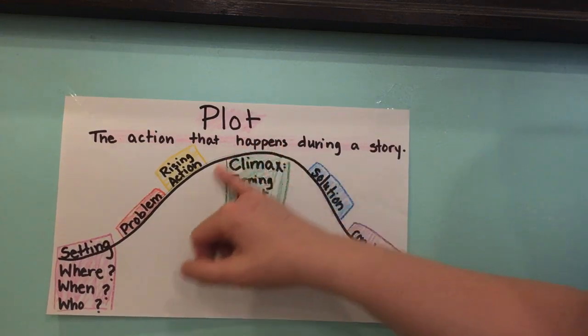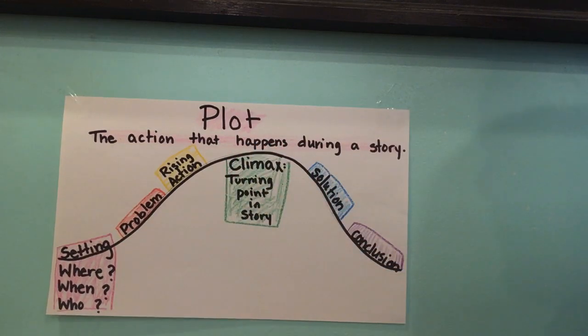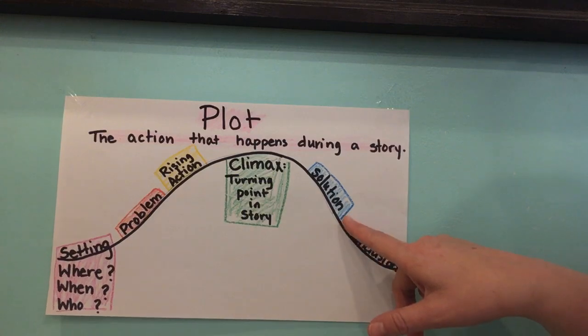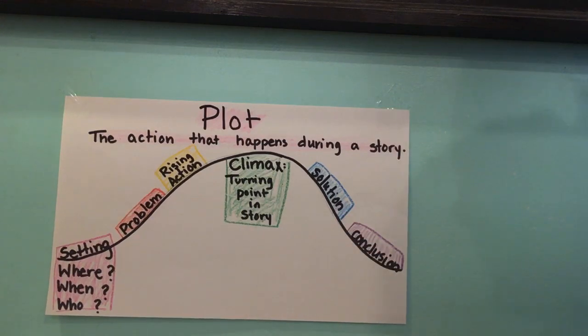And then there's always a part of a story that's called the climax. That's the turning point in the story. That's where the problem gets a little bit solved, and where things reach, usually, the most exciting part of the story. After that, there's the solution. How are we going to solve that problem?